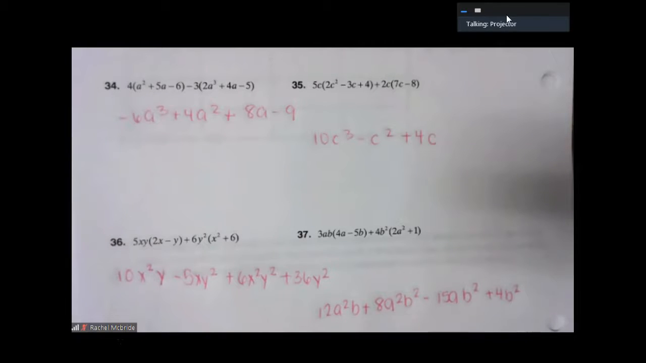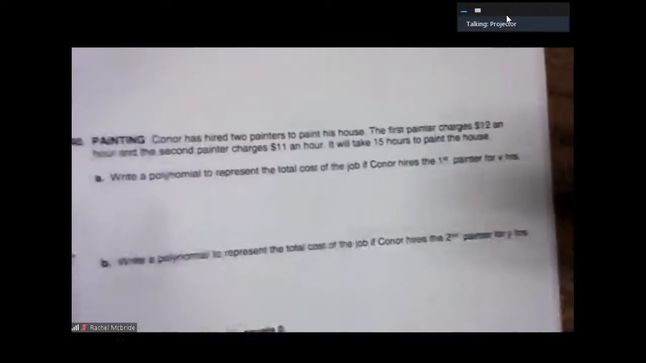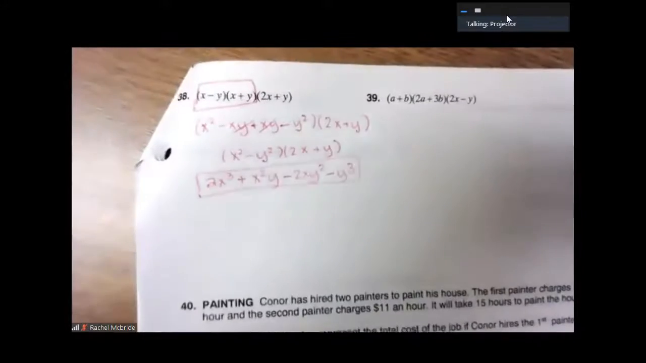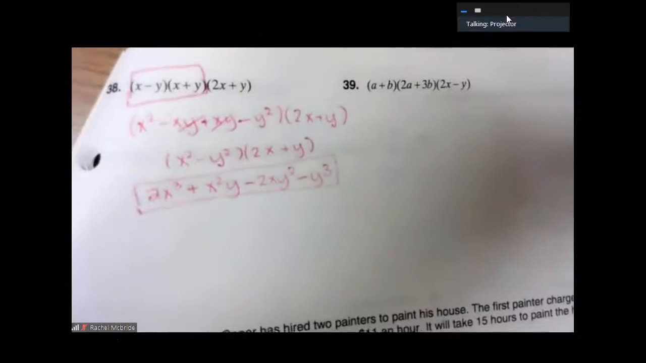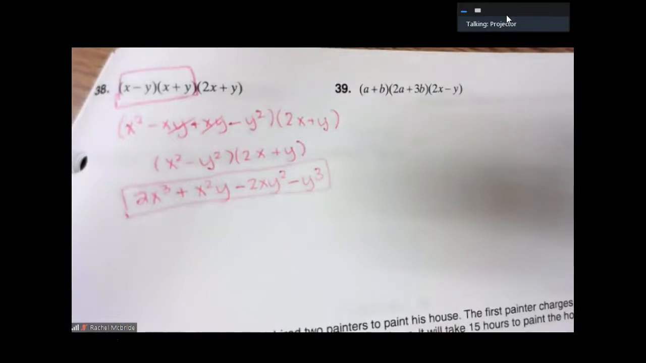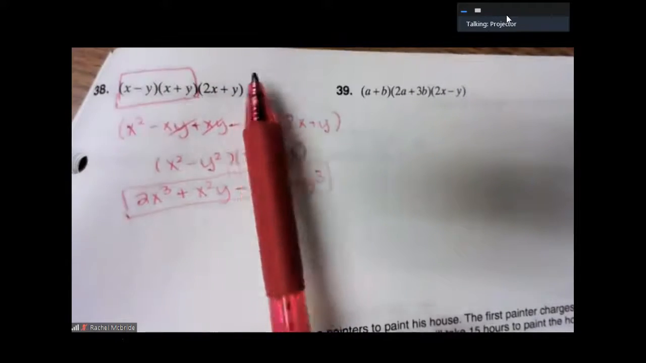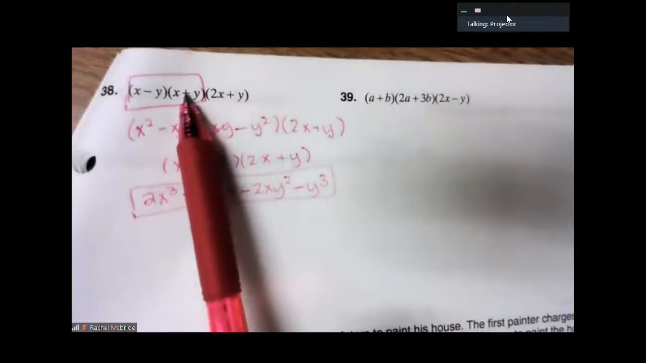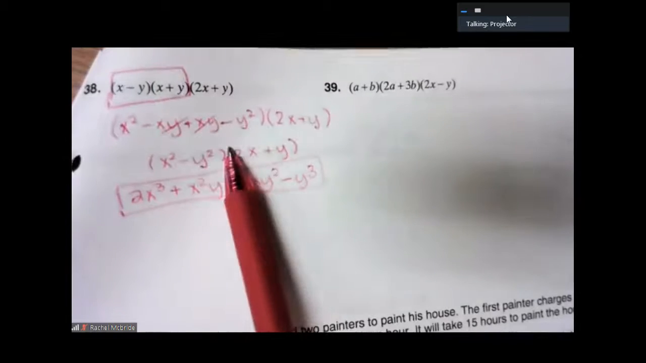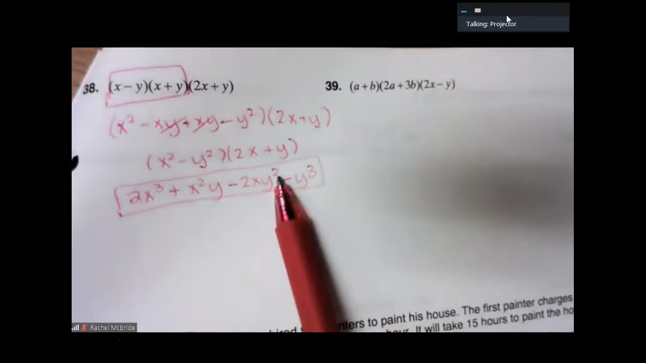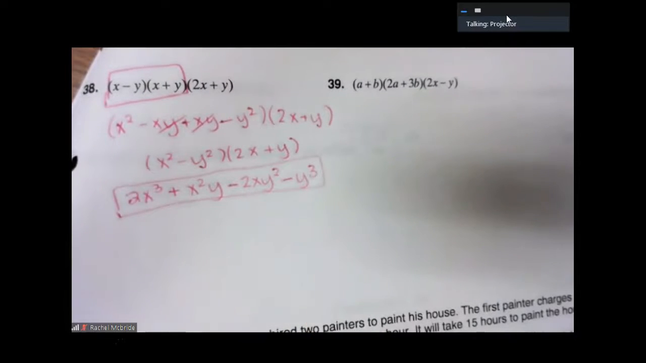Okay, am I still checking those? All right. So 38 was actually one of the first ones that was a little bit more complicated. So I did work through 38, showing that when you have 3 terms being multiplied together, you want to do the first 2 terms, simplify that, then distribute and multiply out through the last term.